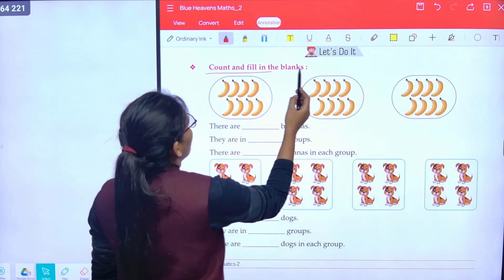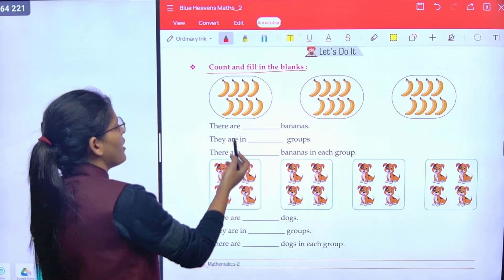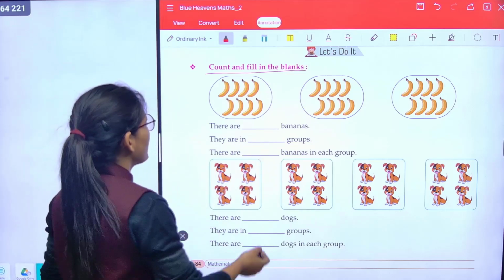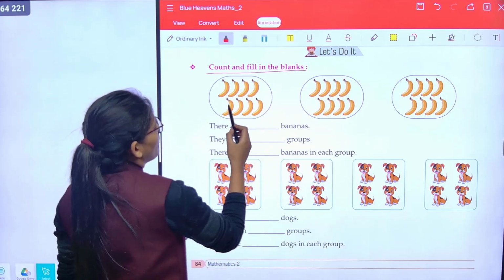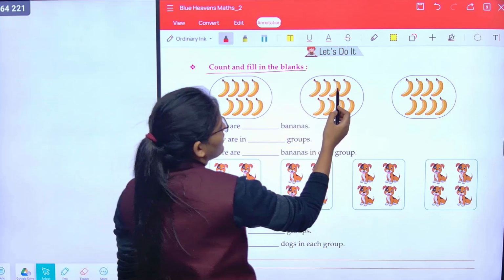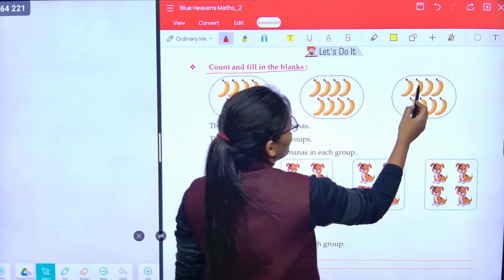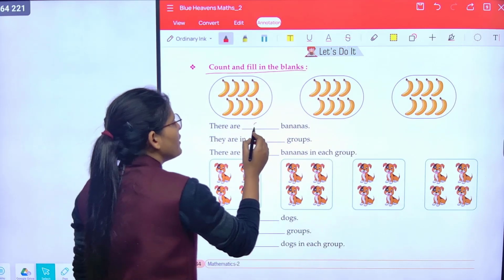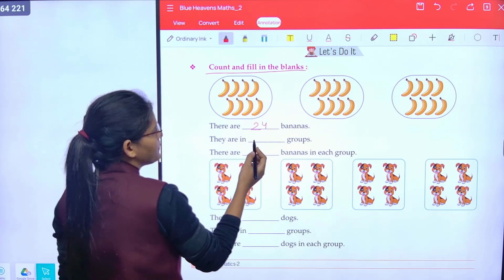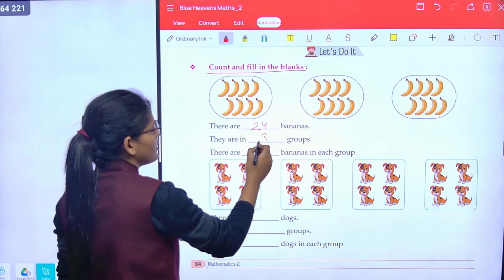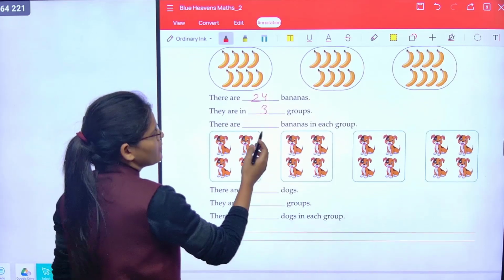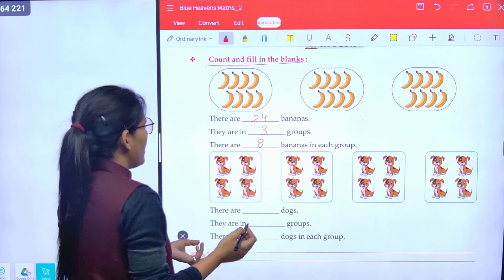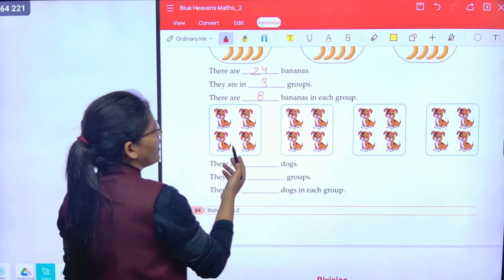Count and fill in the blanks. Class, see, 1, 2, 3. There are 3 groups. Now 1, 2, 3, 4, 5, 6, 7, 8, 9, 10, 11, 12, 13, 14, 15, 16, 17, 18, 19, 20, 21, 22, 23, 24. Now there are 24 bananas and they are in 3 groups. There are dash bananas in each group. और एक group में कितने banana हैं? 8 bananas बस.